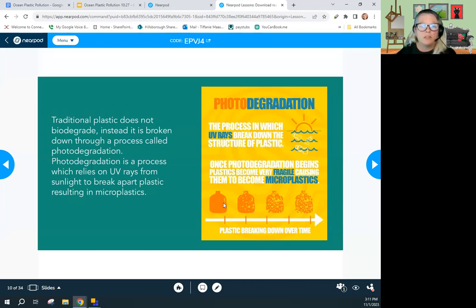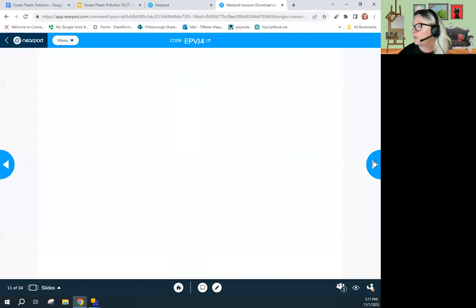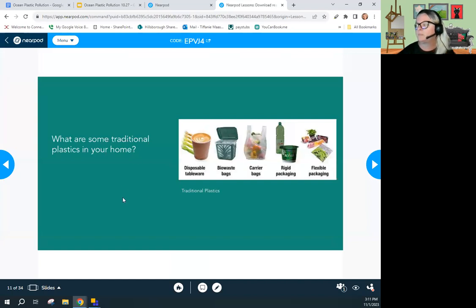Do you guys know what the prefix micro means in microplastics? Yes, very good, small. I like to think of a microscope. A microscope allows us to see very small things. Micro does mean small. Very good. So this process is called photodegradation. It requires UV light rays and it creates microplastics.